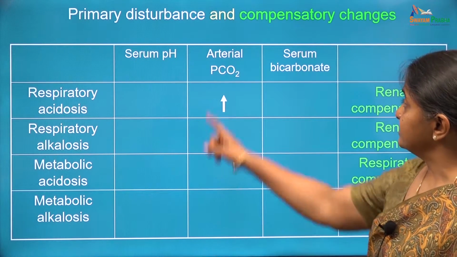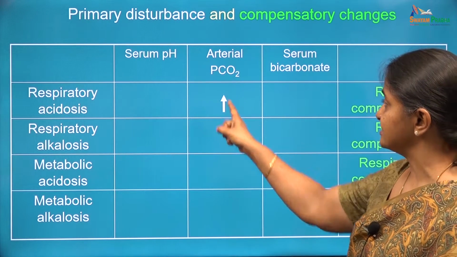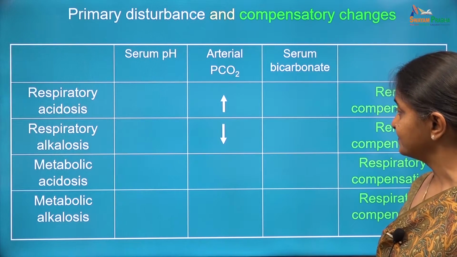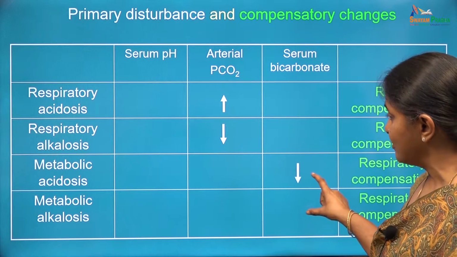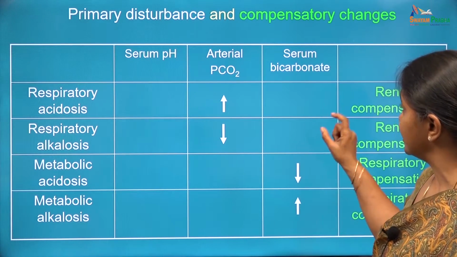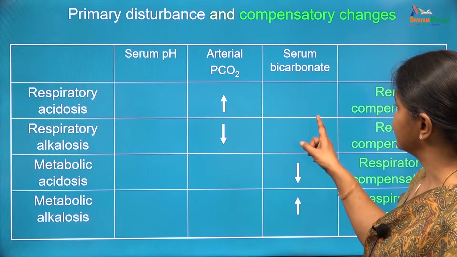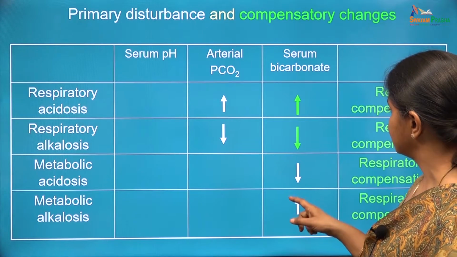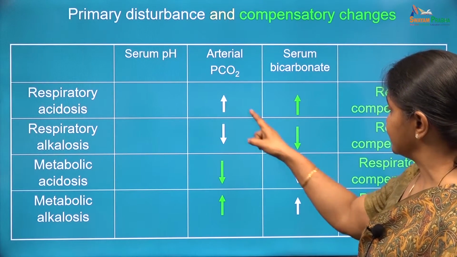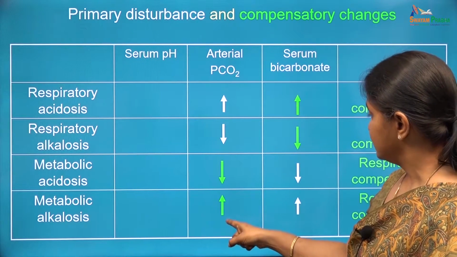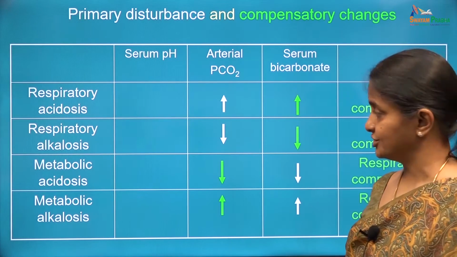The primary disturbances are in white arrows. In respiratory acidosis, it is an increase in carbon dioxide. In respiratory alkalosis, it is a decrease in carbon dioxide. In metabolic acidosis and alkalosis, the change is in serum bicarbonate. The compensatory mechanisms will be shown in green arrows. So there is renal compensation in respiratory conditions and respiratory compensation in metabolic conditions.